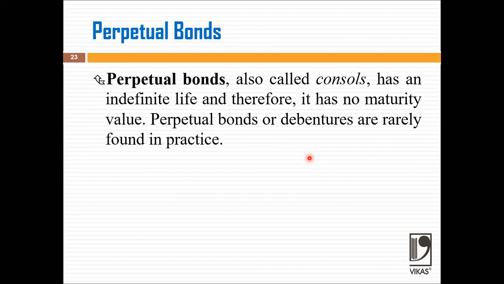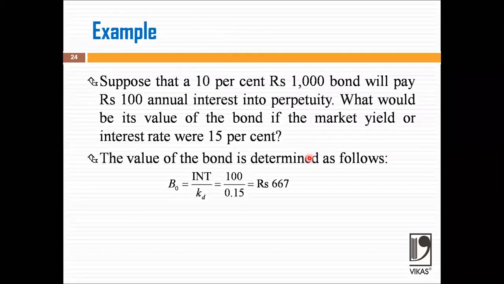Perpetual bonds or debentures are rarely found in practice. In the real world scenario, we couldn't find this kind of bond. It's not common. So in the formula, you couldn't find the second part, that is the maturity value. You can find only the first part.